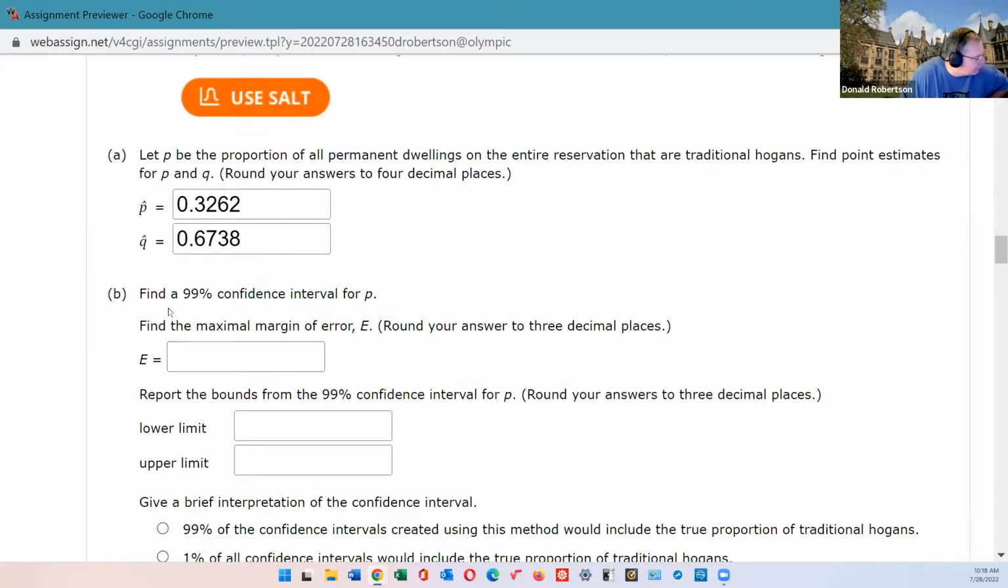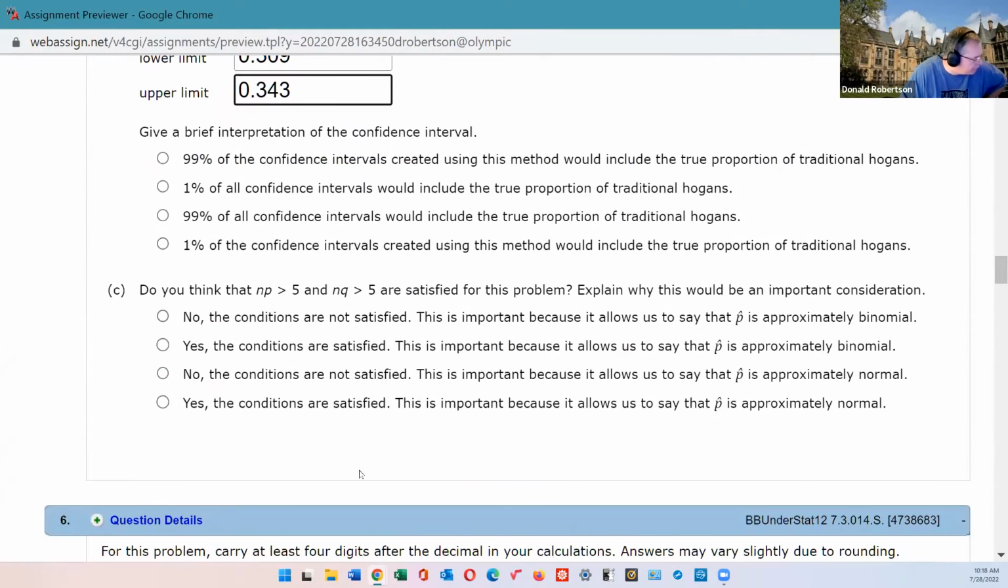And then it asks us to find a 99% confidence interval. Now that's where I put those numbers that I put in the wrong place earlier. So the lower limit is going to go here, and the upper limit is going to go here. And they want this answer to be 3 decimal places, so they keep changing the accuracy. That's that guy and that guy. And these 2 answers are the standard ones.